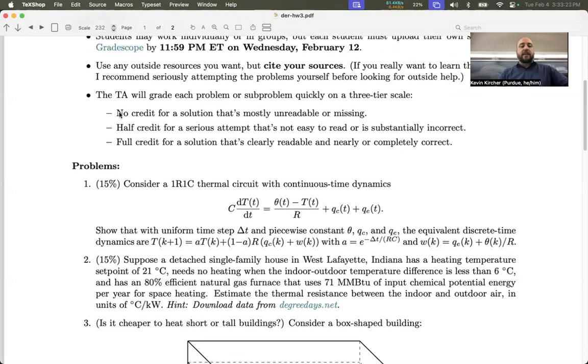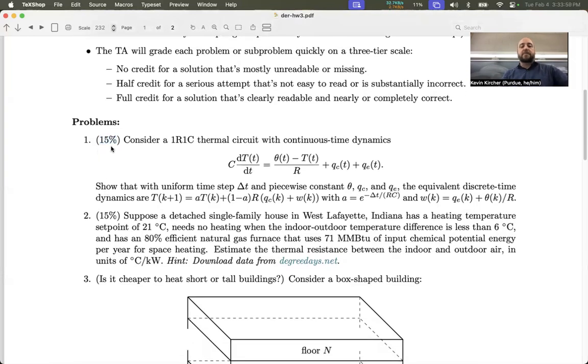But we've changed the wording very slightly. In the grading section, previously we used to say 0 points for a solution that's unreadable or missing, 1 point for a serious attempt that's either not easy to read for the grader or not correct, and full credit if your solution is both readable, pretty clear, and also either correct or close to correct. We've changed that to no credit, half credit, and full credit. And we put here, just so you can manage your time a little bit better, essentially what percent of the overall score for this homework is each problem. So here, our first problem is 15%.